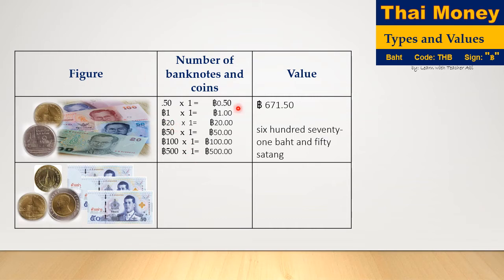So now you're going to compute it. 50 satang times 1 is 50 satang. 1 baht times 1 is 1 baht. So you can see here, there is only one number of banknote and coin for each banknote and coin in the first question. So all you need to do is multiply it by 1.